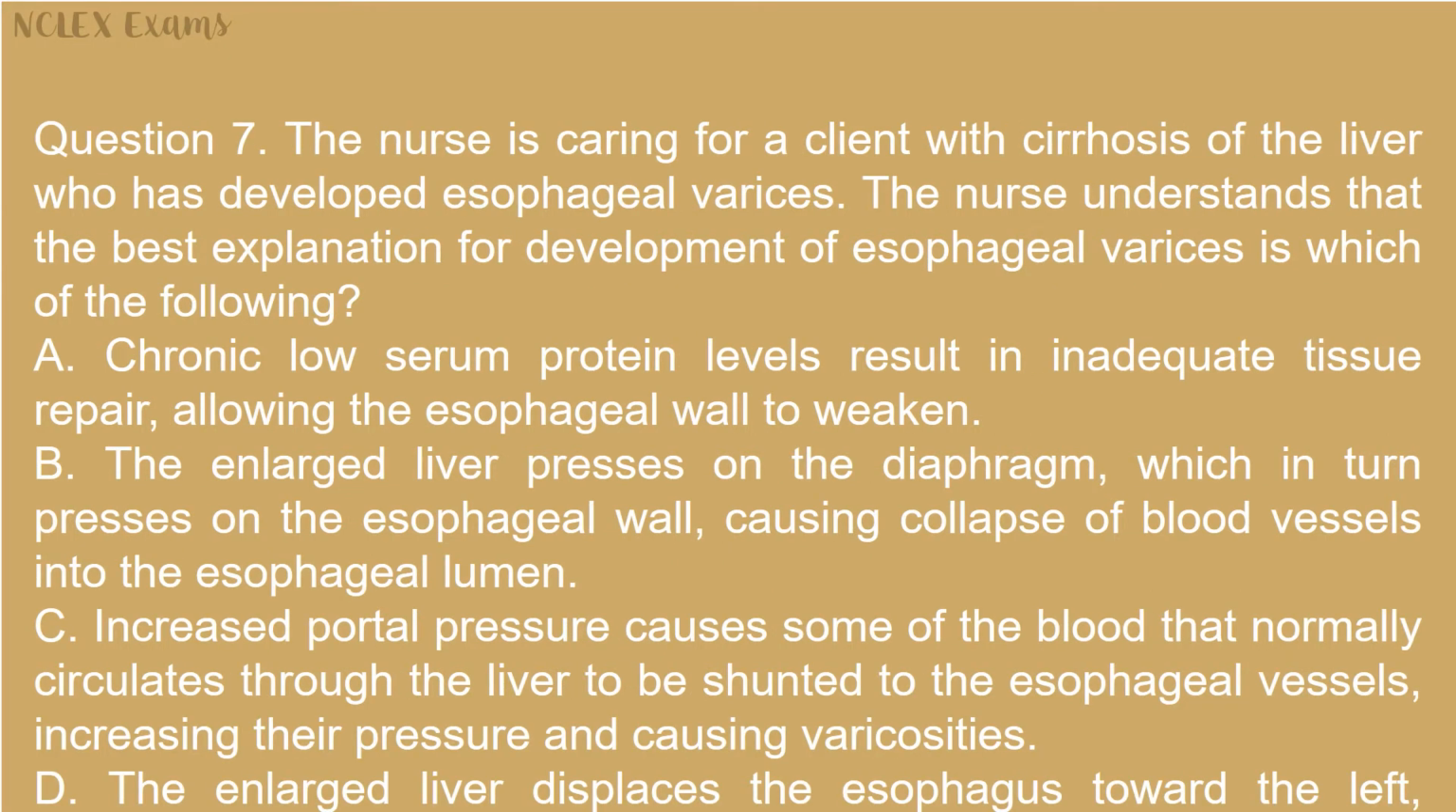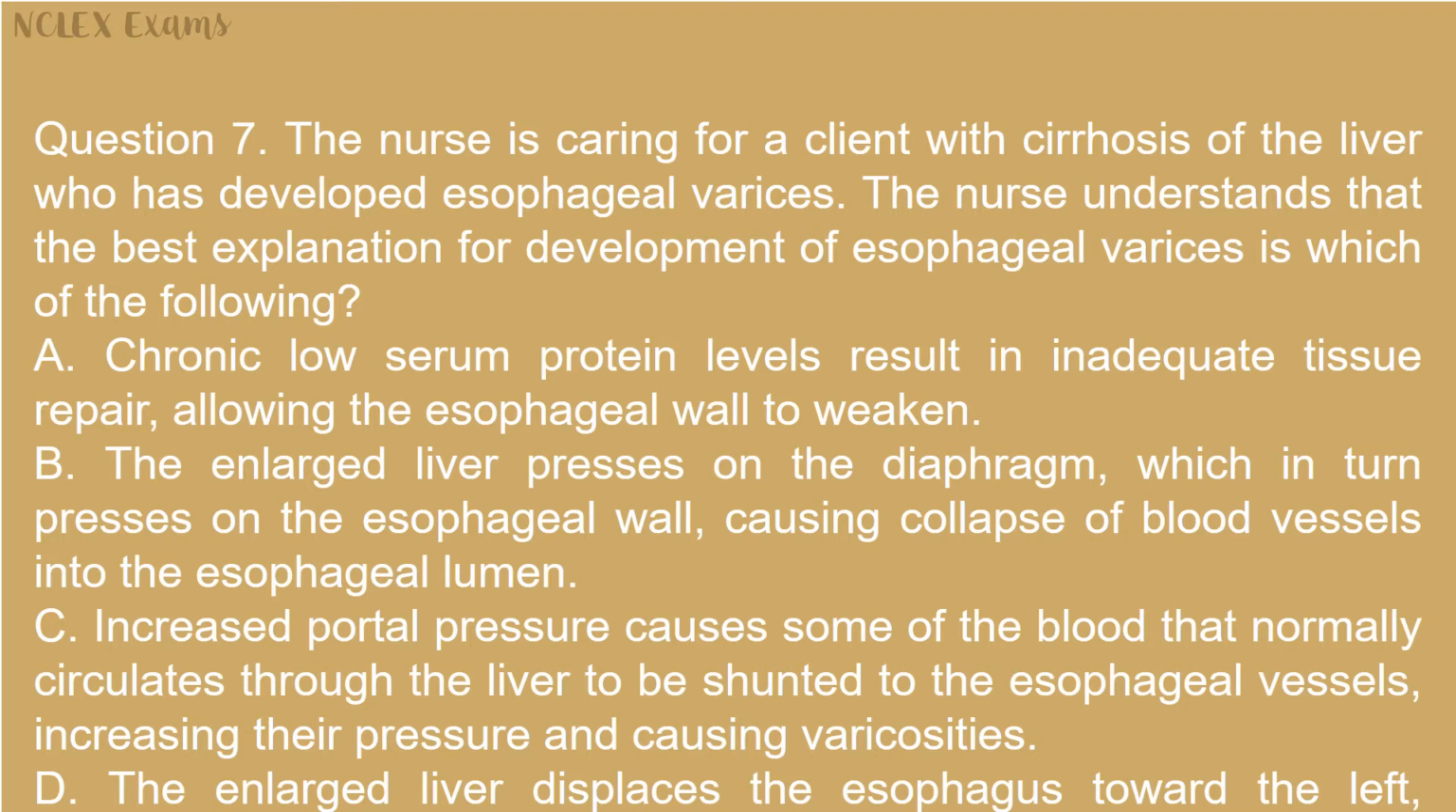Question 7. The nurse is caring for a client with cirrhosis of the liver who has developed esophageal varices. The nurse understands that the best explanation for development of esophageal varices is which of the following? A. Chronic low serum protein levels result in inadequate tissue repair, allowing the esophageal wall to weaken. B. The enlarged liver presses on the diaphragm, which in turn presses on the esophageal wall, causing collapse of blood vessels into the esophageal lumen.